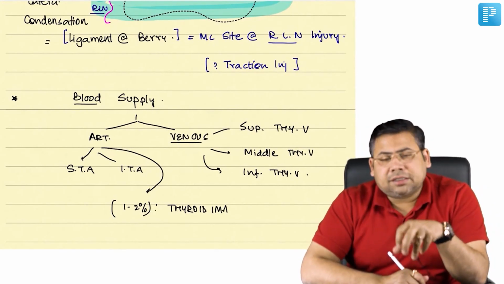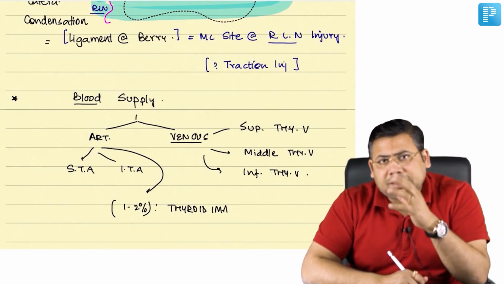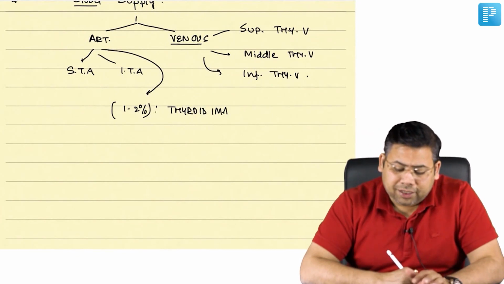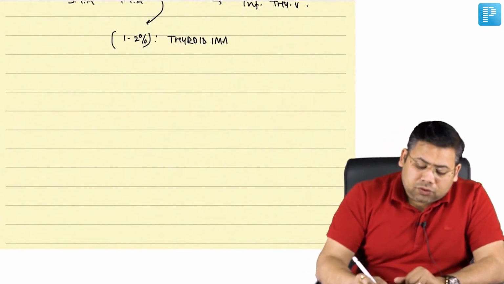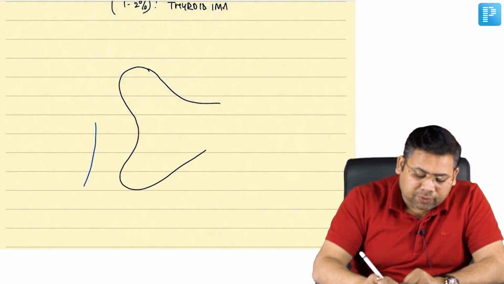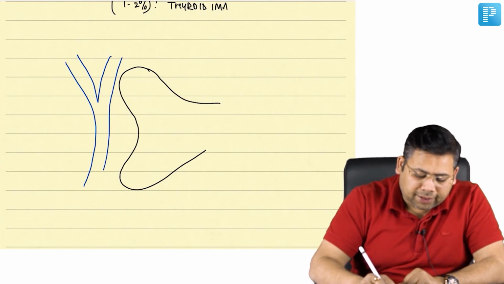Now, why am I discussing this arterial supply? Because I want to discuss some important anatomical relations. They are very, very important. Let us see them. So let us take this to be the thyroid. So we have the common carotid giving rise to internal and external. This is the common carotid artery.